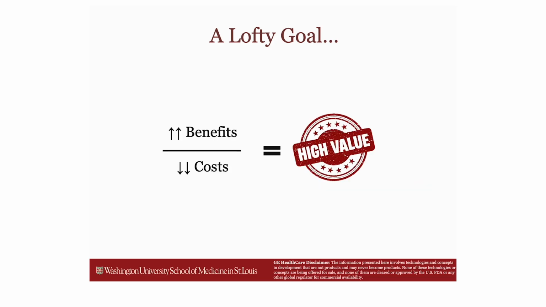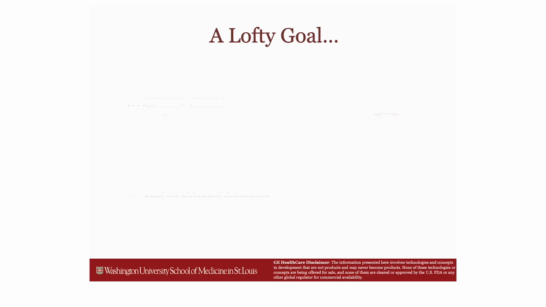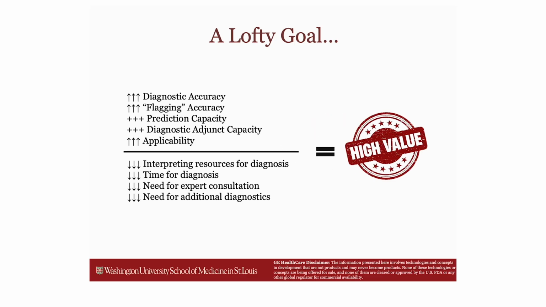So we're also looking for something that's high value. So increased benefits and decreased costs. Put that in a ratio, we can get something that's high value. And how that would look is high diagnostic accuracy, high flagging capabilities, strong prediction capacity, strong diagnostic adjunct capacity, and broad applicability. All the while decreasing interpretation, resources for diagnosis, time to diagnosis, need for expert consultation, and need for additional diagnostics.